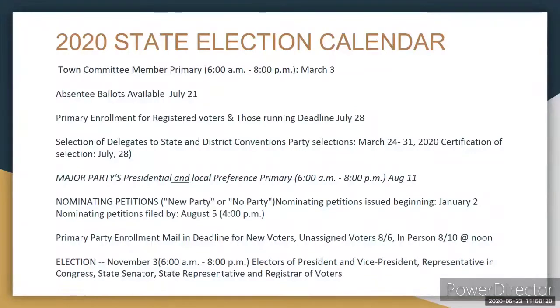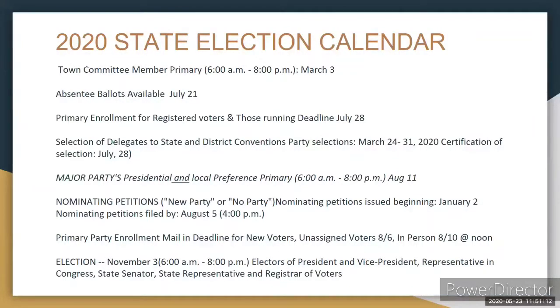Nominating petitions. So if you want to nominate a new party or a no party, something other than the parties that we have, those nominations began on January 20th, and they have to be filed by the 5th. Primary party enrollment. So if you want to enroll in a party so that you can vote in the primary, you can mail it in, and it must be received by August 6th. Then there's a little leeway for a walk-in deadline, which is the day before, on August 10th. That deadline is by noon because the next day, the 11th, is the major party's presidential and local preference primary. That was originally for our state in Connecticut the 28th of April, got pushed to June 2nd because of COVID, and now it's on the 11th.